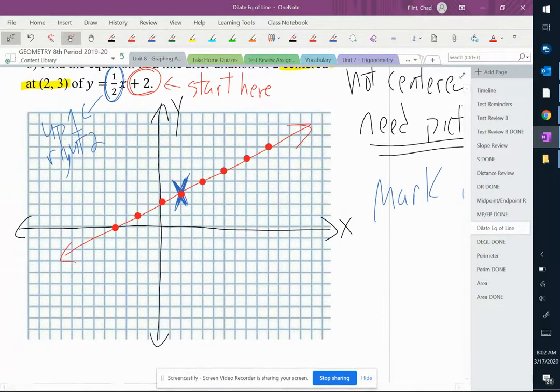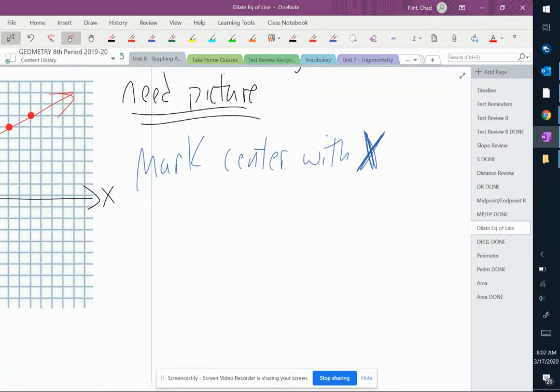Two situations will happen here. Either the X will be directly on the line, which it is in this problem, and this is the case most of the time. Sometimes it won't be on the line. We'll deal with that in other problems. But in this one, when it is on the line, there's a very simple rule to remember.